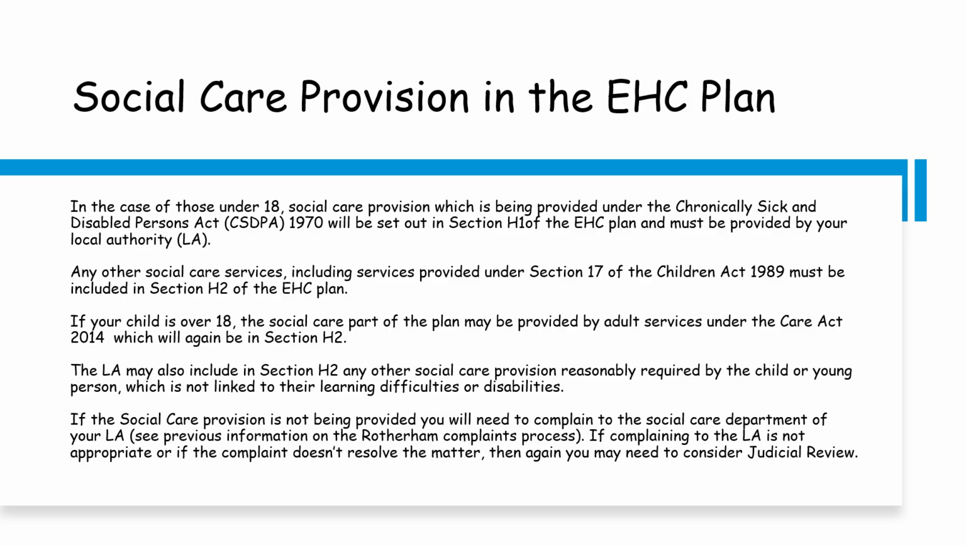So, if the social care provision is not being provided, you will need to complain to the social care department of the local authority. So again, see the previous information about Rotherham's complaints process. If complaining to the local authority is not appropriate, or if the complaint doesn't resolve the matter, then again you might need to consider judicial review.